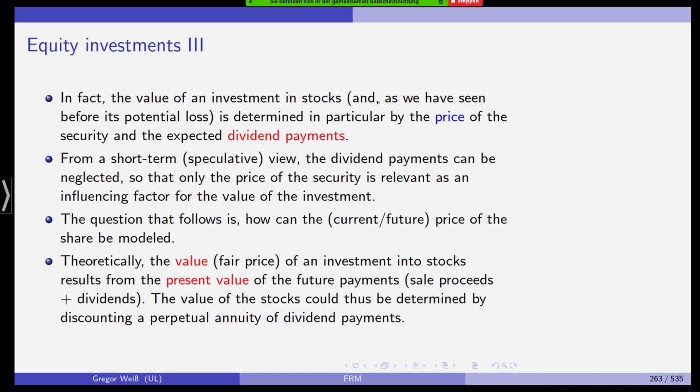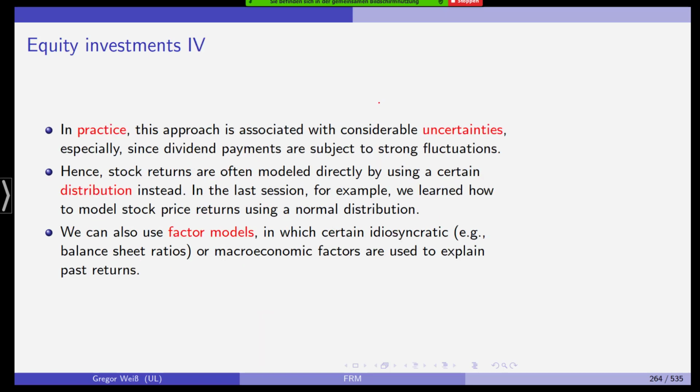So the value of the stock could be determined simply by discounting a finite or a perpetual annuity of dividend payments, if, of course, you keep the stock for all eternity. But in practice, this approach is associated with considerable uncertainties, especially because the dividend payments, company managers try to keep them as constant as possible, but usually dividend payments are also subject to strong fluctuations. Hence, what we do is that we try to come up with a distributional model for the stock returns instead.